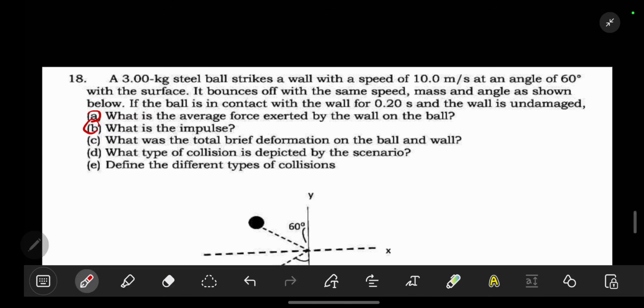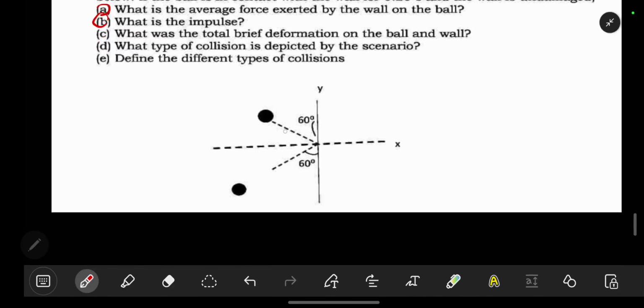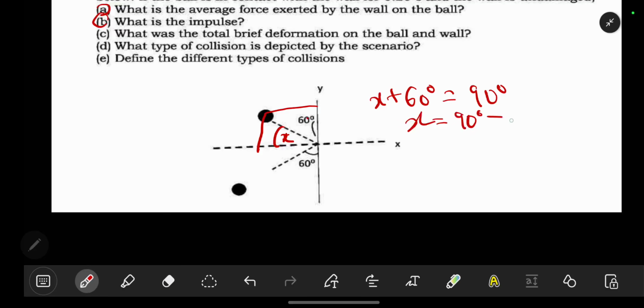So remember what I said. If it is a vertical wall, you take the angle made with the normal. So here you need to find this angle. So you know this one is 60. If this angle is 90, so that means if this is x, then x plus 60 degrees should be equal to 90. So x will be equal to 90 degrees minus 60 degrees, which will give you 30 degrees. So this is our angle there. So even here we are going to have 30 degrees since this is also 60.